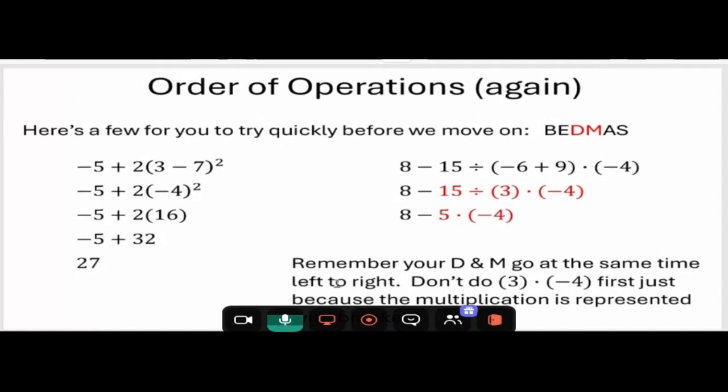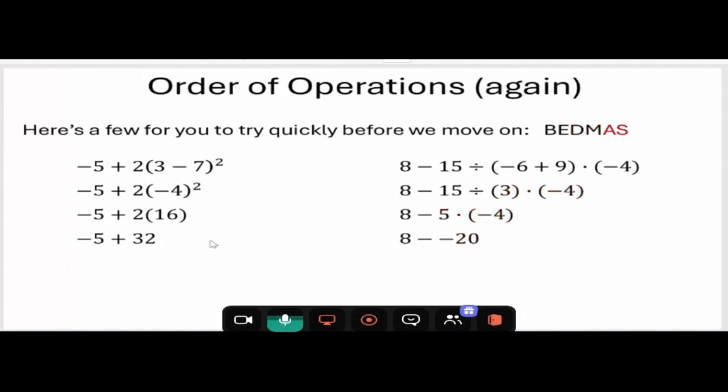All right, so 15 divided by 3 is 5. And then 5 times negative 4 is negative 20. So there's my division and multiplication worked out left to right. Now minus a negative we know is plus. So 8 plus 20. That's 8 to the right and 20 more to the right. 28.